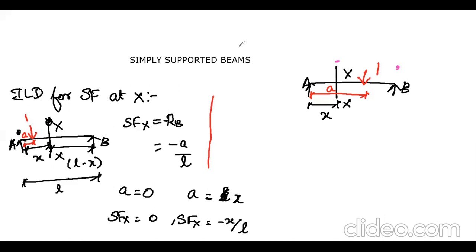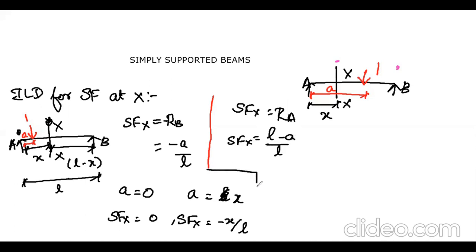Now I'm going to find the value of shear force for the second case, the value of shear force at X. Here it's better to consider the left side because there I will have only the reaction at A. Since it is left upward, the value is taken as positive. So plus RA. The value of RA we have already found as L minus a by L. This is the value of shear force at X.